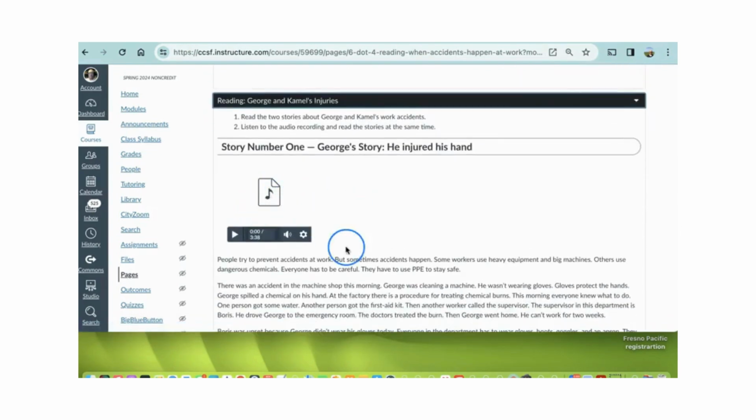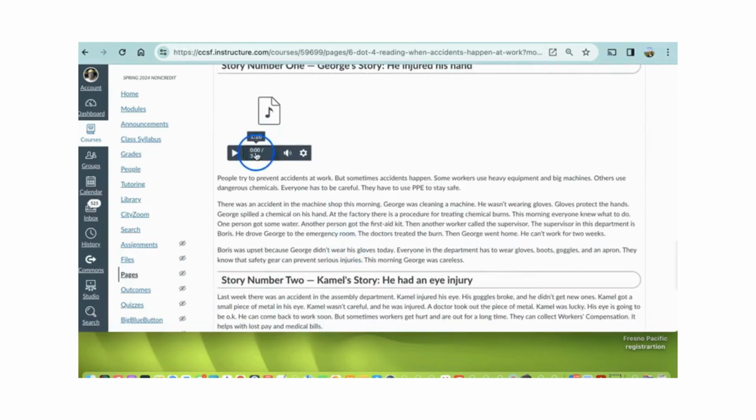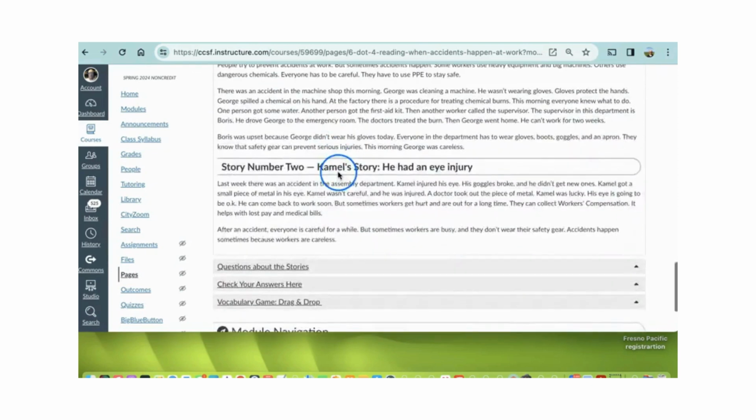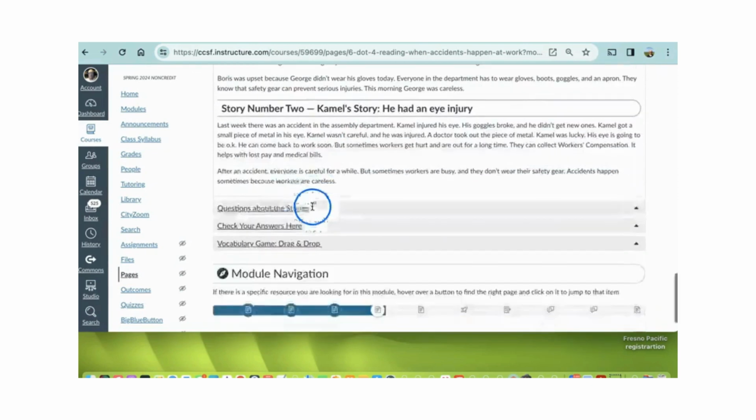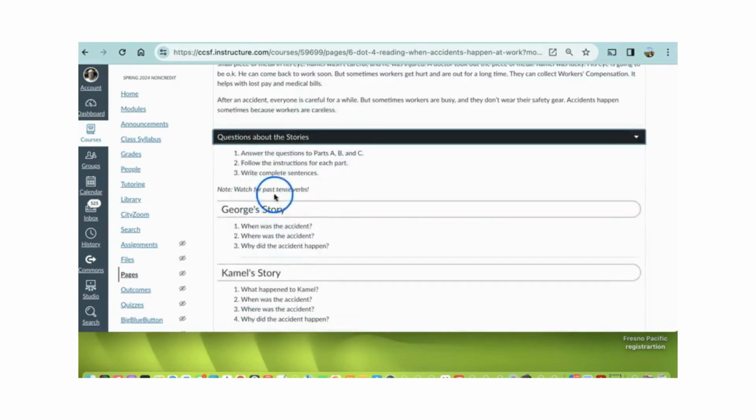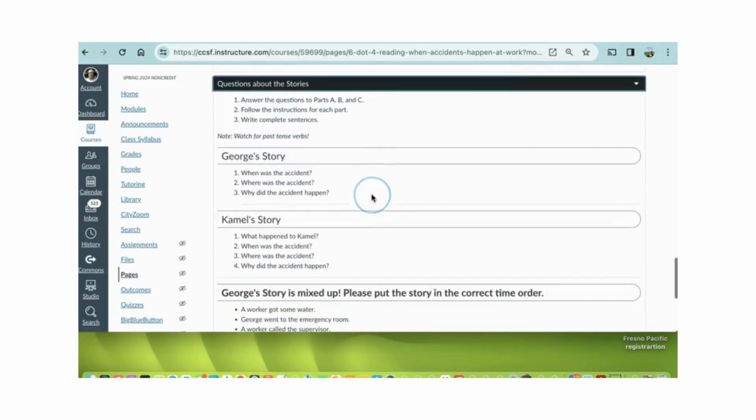You can listen to it also. And you can use this for pronunciation. The first one is George's story. The second one is Camel's story. And in this section, there are some questions. It says, note, watch for past tense verbs.